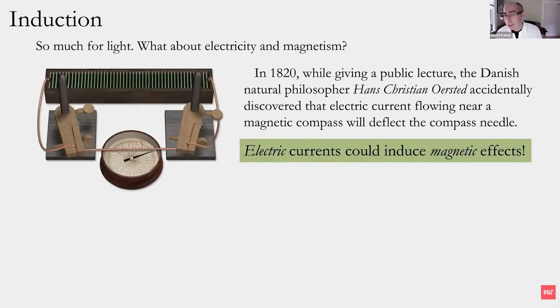Ørsted was giving a public lecture, and he accidentally discovered in the midst of his talk something that he really didn't expect. He had an apparatus that looked a lot like this, a conducting coil, so there's a conducting wire, and he had nearby a compass, a magnetic needle. He found that when current was flowing through the wire, the needle would be deflected. He did not expect that at all. None of his audience expected that. No one else expected that. Somehow electric currents, the flow of electricity, could induce magnetic effects. It could change the behavior of the magnetic needle of the compass.